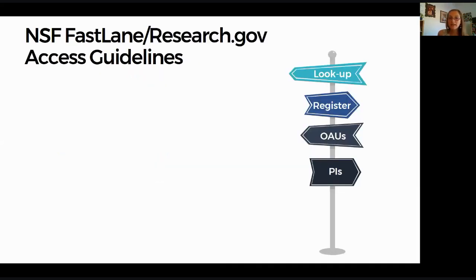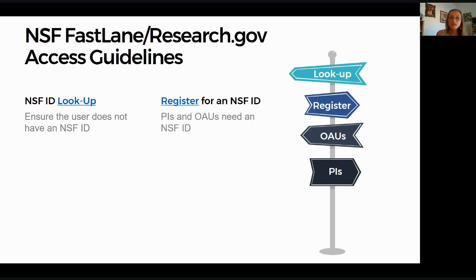Some general guidelines for using NSF FastLane or Research.gov are, first, you need to make sure that you and anyone who needs to be added there has a user ID in NSF. You must have an NSF ID, and you can use this link here to look that up. Again, the links will be active in your handout, so that's always important to do. And then you register for that NSF ID if you do not have one.